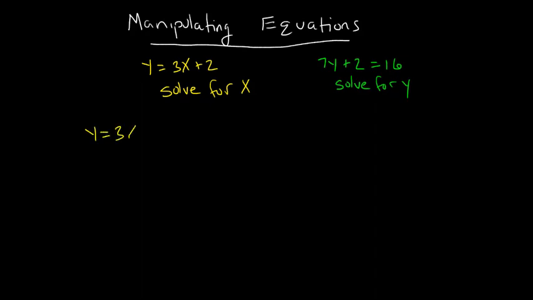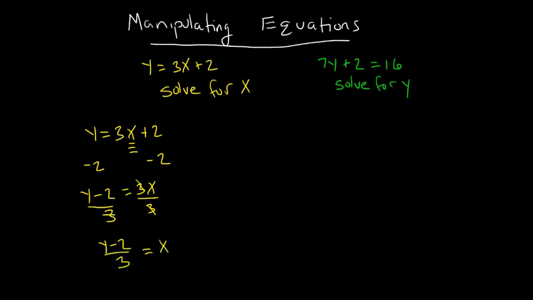To do this, what we want to do is isolate x. So we need to get x by itself. We can start off by subtracting 2 from both sides. So we end up with y minus 2 equals 3x. And then we divide both sides by 3. In this case, the 3 cancels out. There should be a 3 there. And we end up with (y minus 2) divided by 3 equals x. So we've solved for x. If you're given a value of y, you can plug it directly into this equation so you can solve for x and figure out what value x would be.